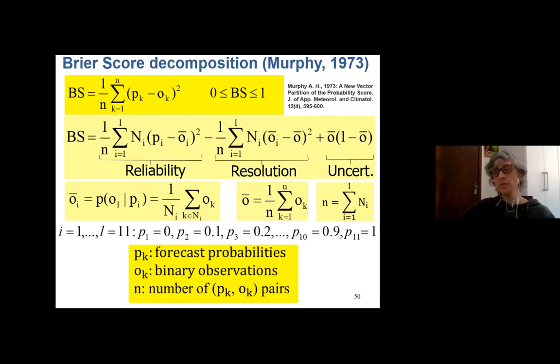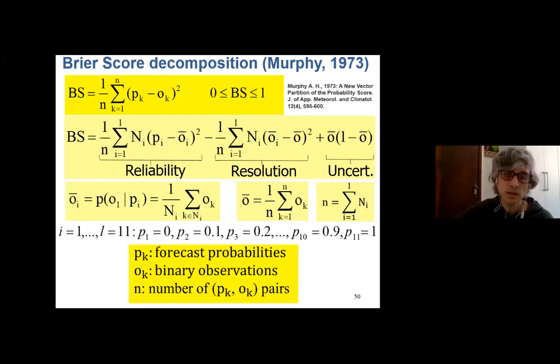For example, if you have an event that always occurs, that means your vector of binary observations is always ones, and the average of that will be one. So there is no uncertainty on the event. You know exactly what's going to happen. The event always happens, so this term goes to zero. There is no uncertainty on the event you are forecasting because you know that it always happens.